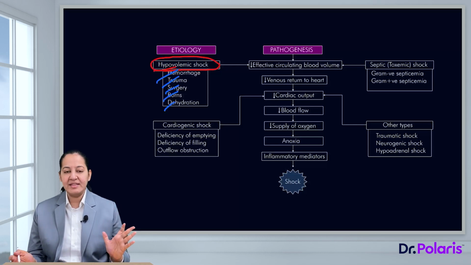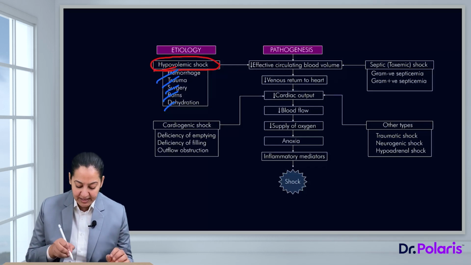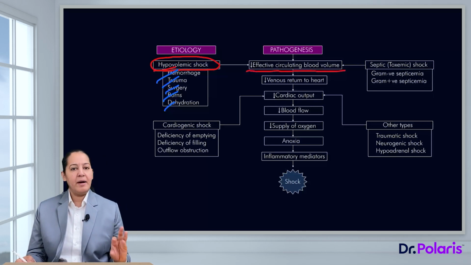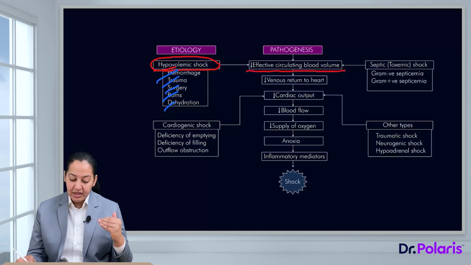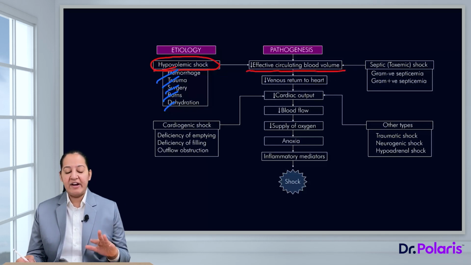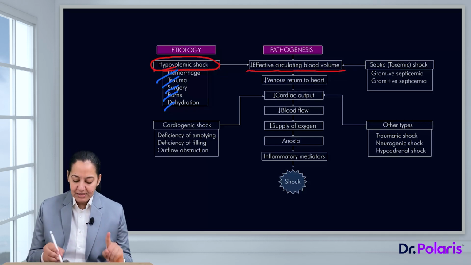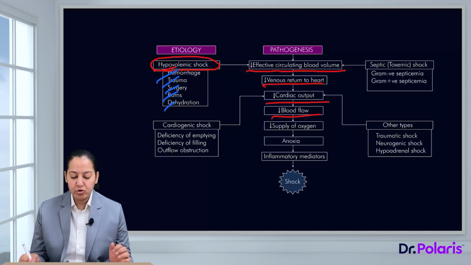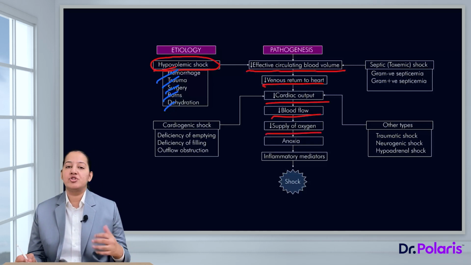Because of any of these, in hypovolemic shock there is decreased effective circulating blood volume. Normal blood volume is 5 liters, but due to all these causes, less than 5 liters of blood is present in the human body. So there is less venous return. Because of the less venous return, there is less cardiac output. Because there is less cardiac output, there is less blood flow to all organs. Less blood flow to all organs leads to less supply of oxygen to all organs.